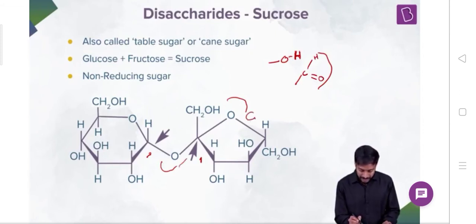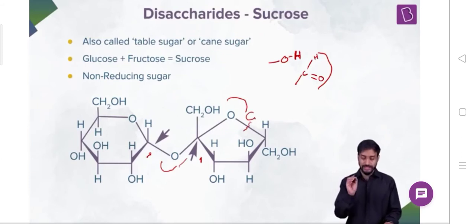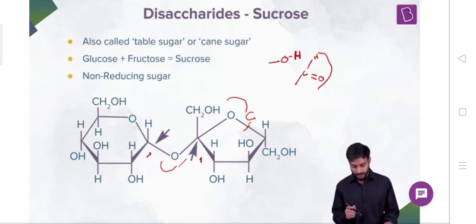So here this breakage would not happen even in aqueous solution. So these are non-reducing sugar. So here there is no free aldehyde or ketone group. Got it? Once more. So why won't it break?